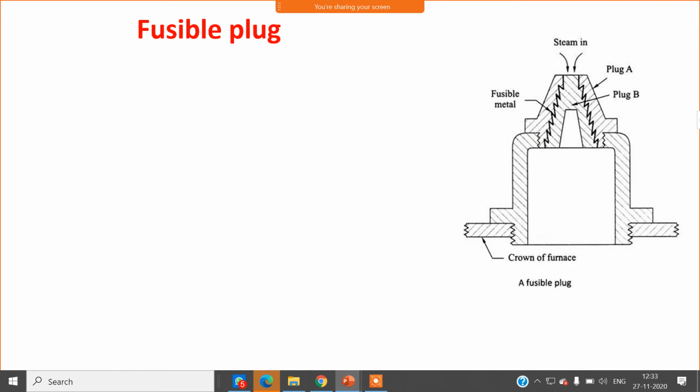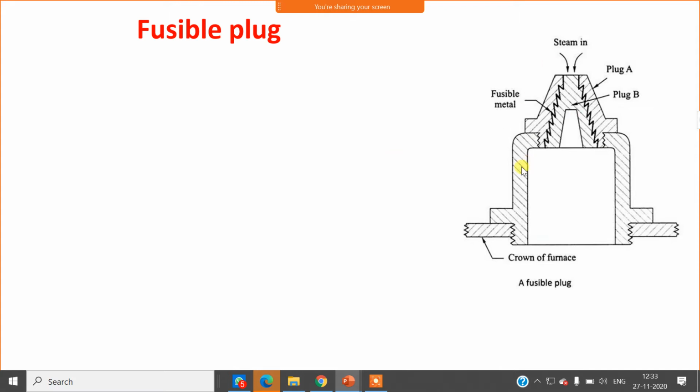Good morning everyone, this is lecture number 54 of Engineering Thermodynamics. In the last lecture, we saw the water tube boiler and high pressure boiler, and one boiler mounting, that is the water level indicator. Today we will see the remaining boiler mountings. Let us start with the fusible plug.